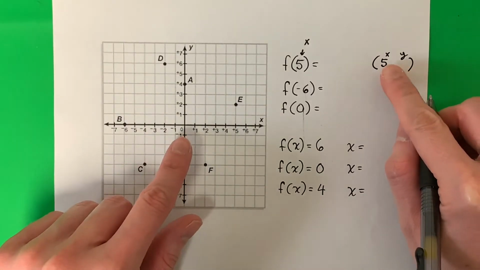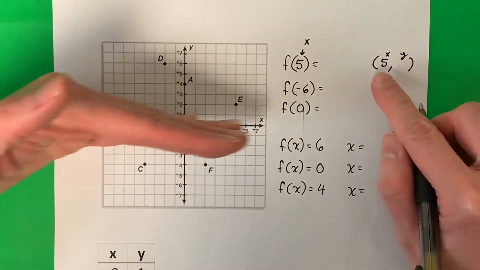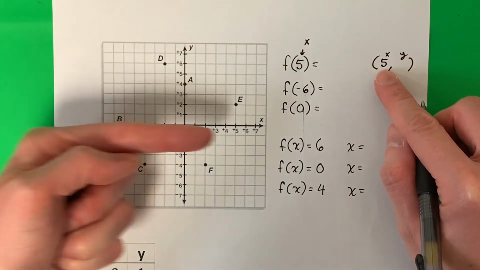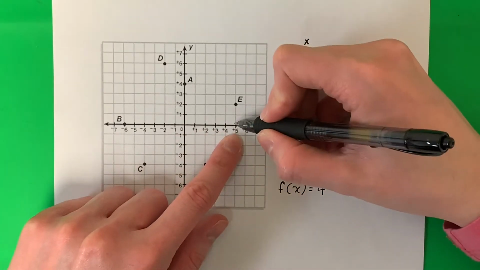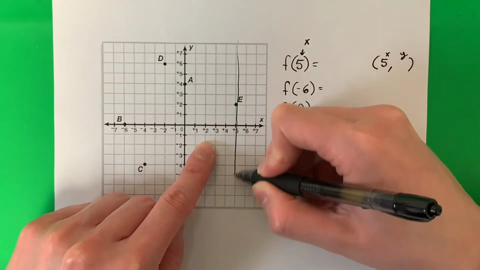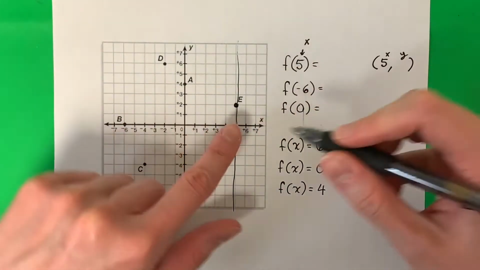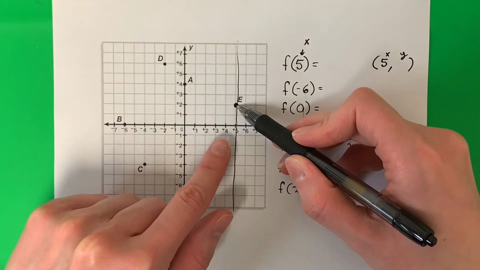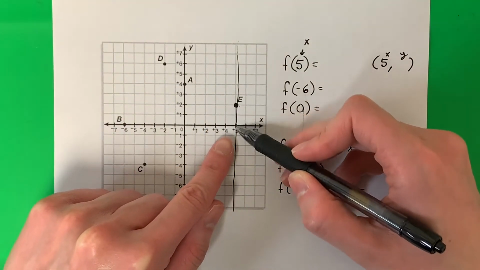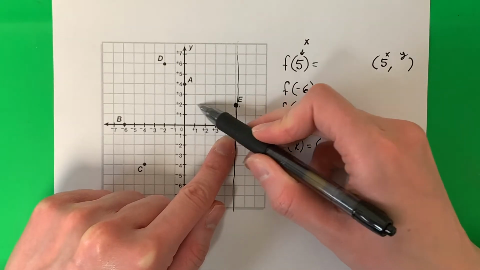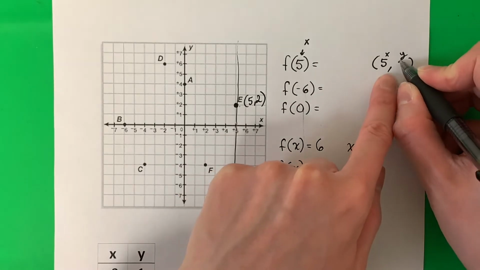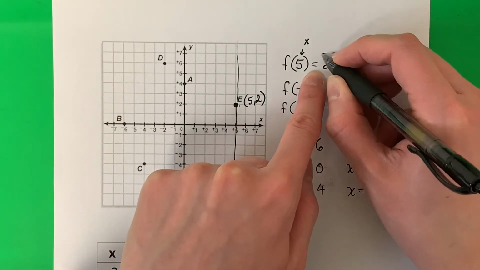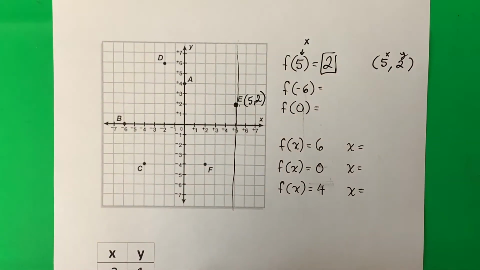Well, let's see. So x is over here, left and right. This is +5, so I will go to the right. So 1, 2, 3, 4, 5. And you just kind of draw a line. What does it touch? I'm touching the E here. Okay, so it looks like E exists at x equals 5, and the y is 2. So my y is 2. This is my answer.